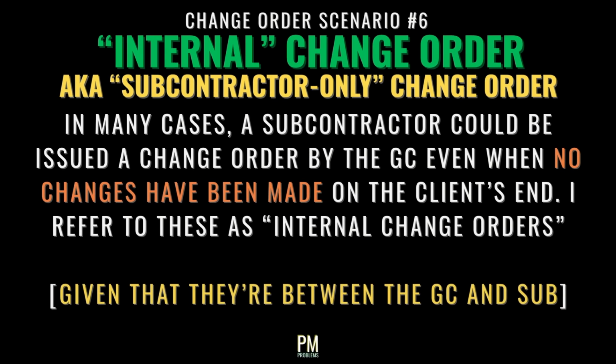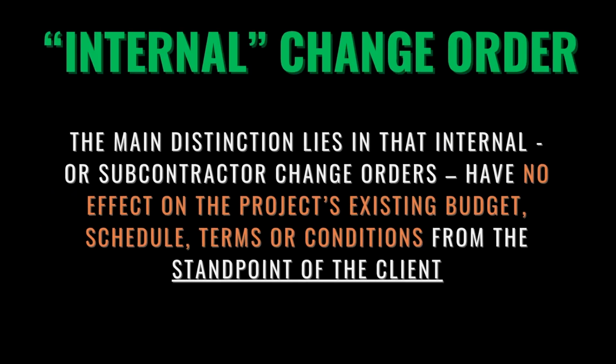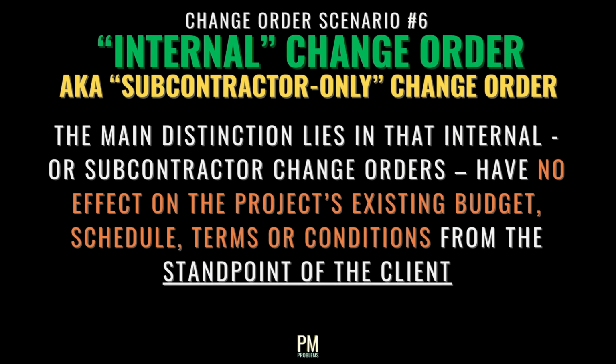In many cases, a subcontractor could be issued a change order by the GC even when no changes have been made on the client's end. I refer to these as internal change orders. This type of change order can be based on any of the five situations we've already gone through, depending on how the contracts and project documents are written.